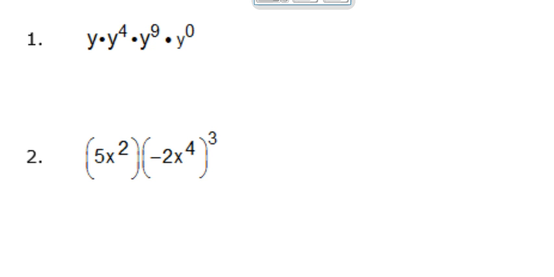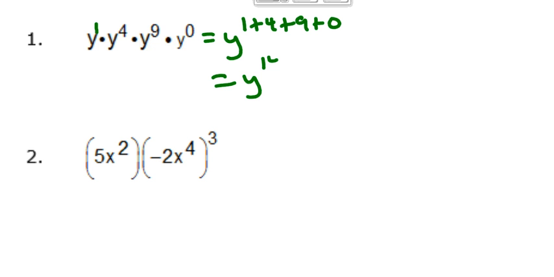Okay, problem number 1, you needed to add an exponent of 1 on this first y over here because it didn't have a number on it. Since there's no parentheses involved, I am going to add the exponents. So that is the same as y to the 1 plus 4 plus 9 plus 0, which is equal to y to the 14th power.